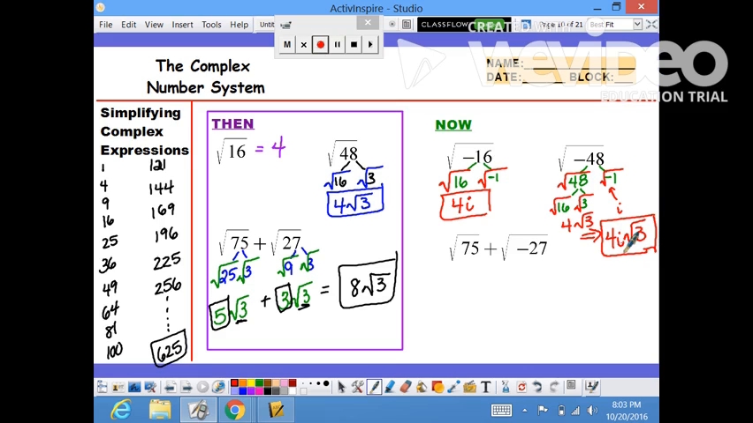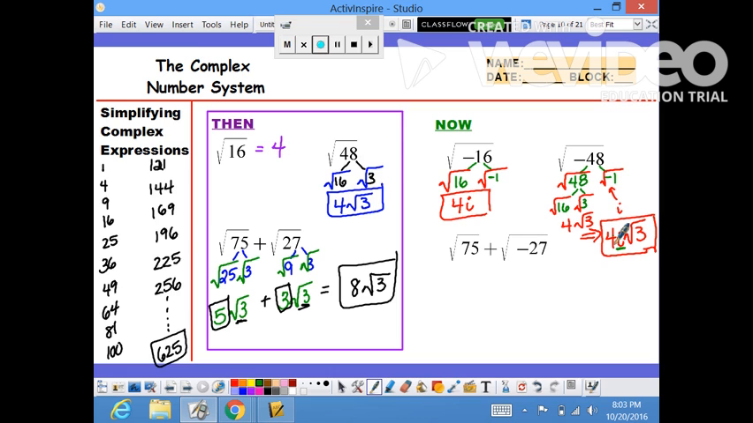Notice that I brought the i in between the 4 and the square root of 3 here. That's because that's how you're usually going to see it. You want to make sure that the i is next to the coefficient if possible, and not behind the radical.